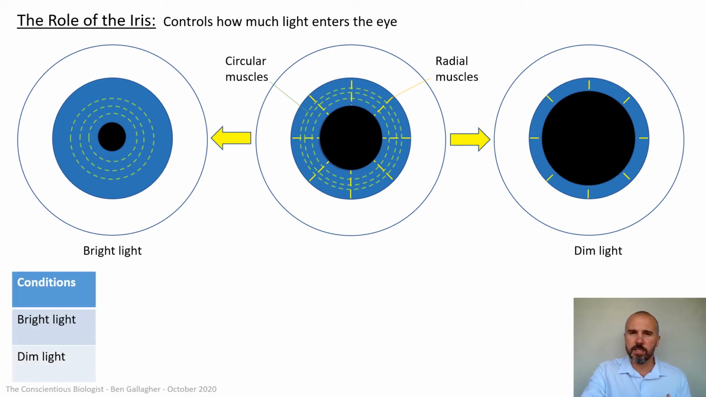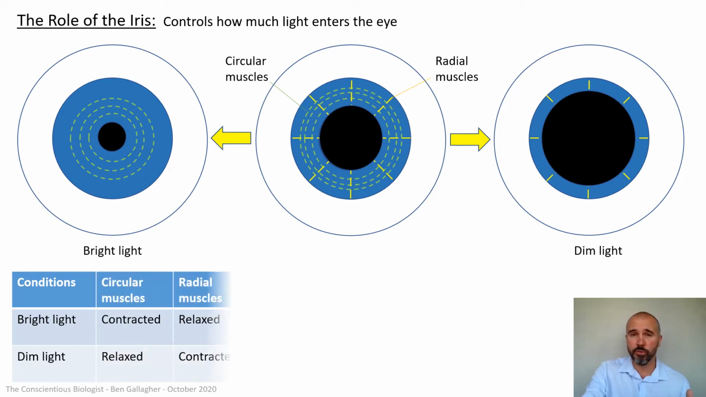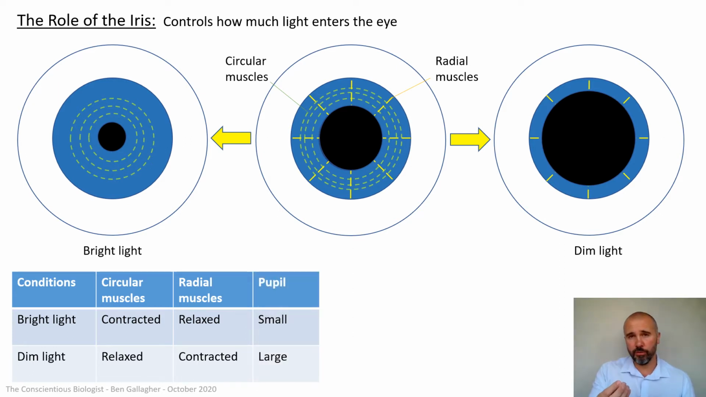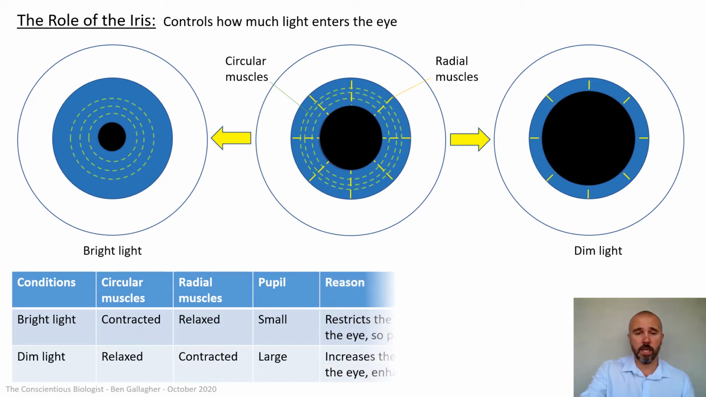But let's just try and summarize that in a table, because this is what you'd need to put down in the exam. The conditions, bright light and dim light, which muscles are involved. You must mention these in your answer in the exam. In bright light, the circular muscles contract, they pull in, but the radial muscles must relax so they can just stretch out and open up. The opposite for dim light, in that the circular muscles relax so they can go nice and loose and open, because the radial muscles are going to pull in to pull that pupil open as much as it can. The pupil, therefore, will be small in bright light and large in dim light.